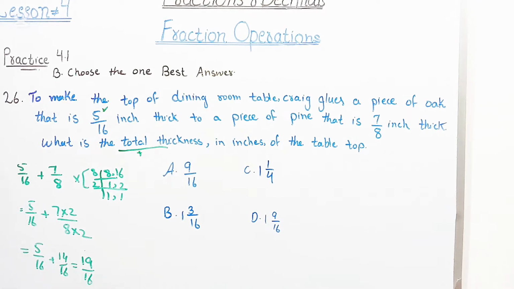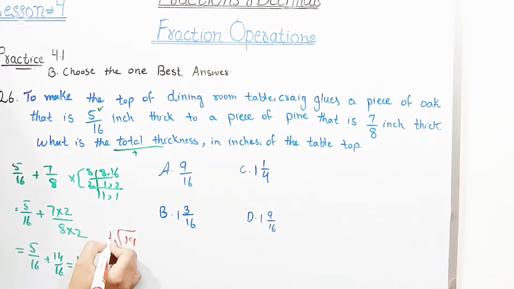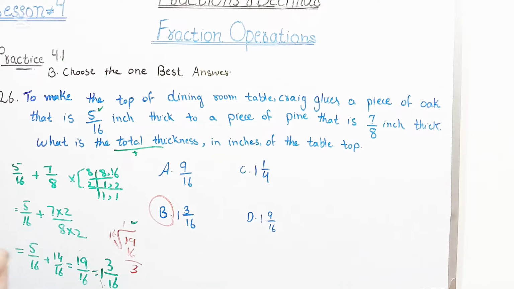So, when I divide them, 19 over 16, 16 1 the 16, remainder is 4, 7, 8, 9, 3. So, my answer is 3. 1 as the whole number, 3 our numerator, 16 our denominator. My answer is 1 3/16, B part.